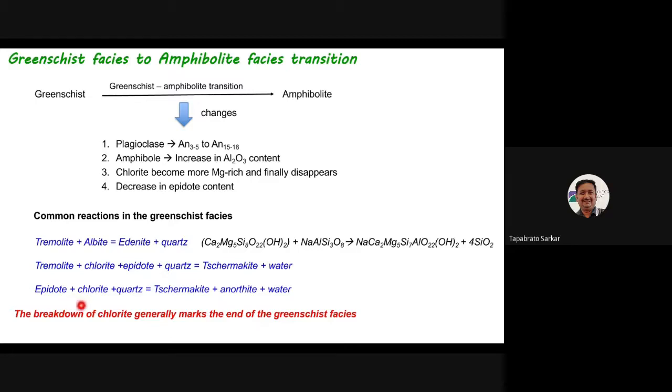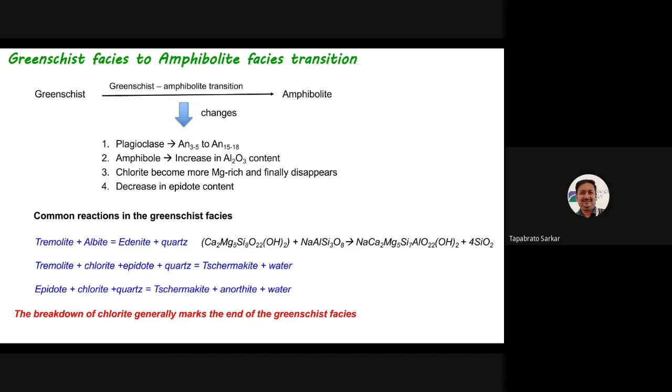So the breakdown of the chlorite generally marks the end of the greenschist facies. When do we know we are out of the greenschist facies? It is the breakdown of the chlorite. Chlorite is the characteristic mineral of the greenschist facies. It does not cross into the amphibolite facies. Chlorite completely breaks down and forms hornblende. Hornblende is the most characteristic mineral of the amphibolite facies.